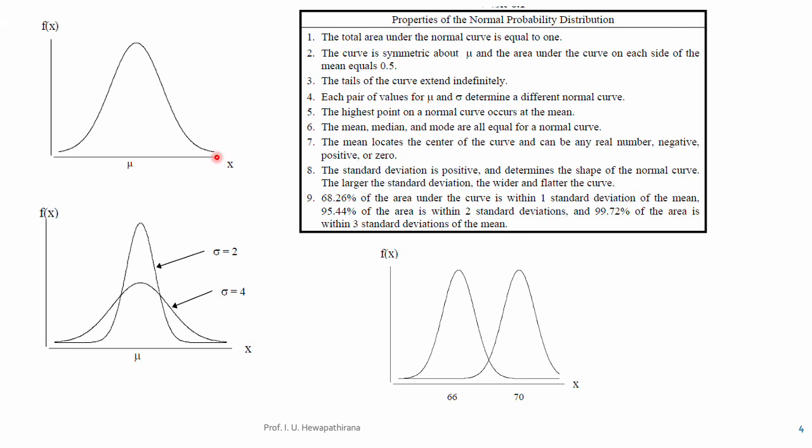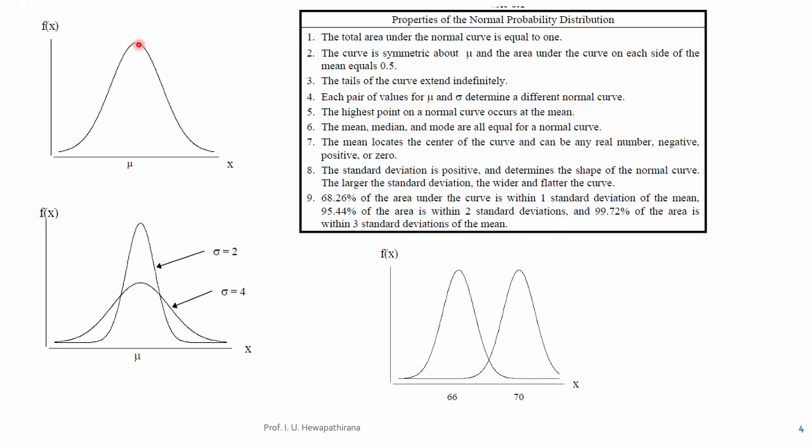Each pair of values for mu and sigma determines a different normal curve. If you can see here, mu is the same for both these curves, but sigma is different. The curve with sigma equals 2 is narrow, and the curve with sigma equals 4 is much wider. And if you look here, the two curves are for normal distributions with the same sigma but different mu values. This one has mu equals 66, and this one has mu equals 70.